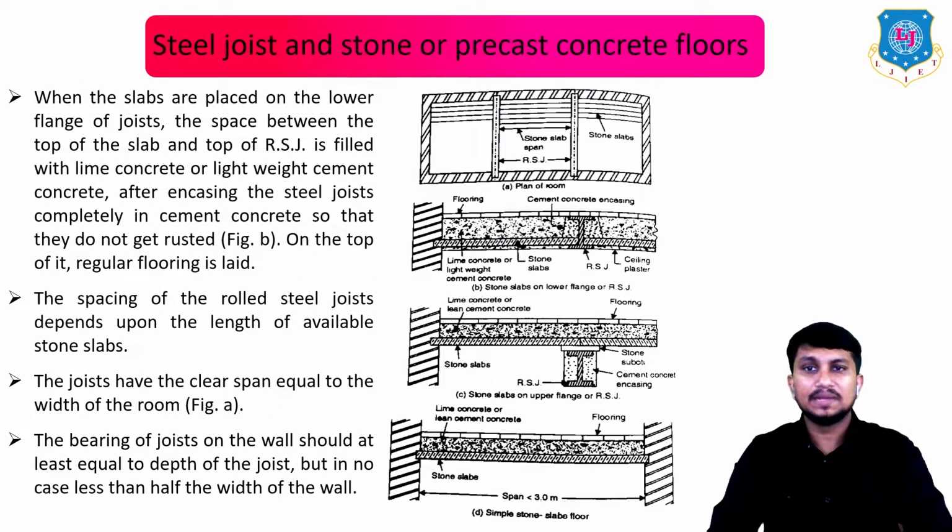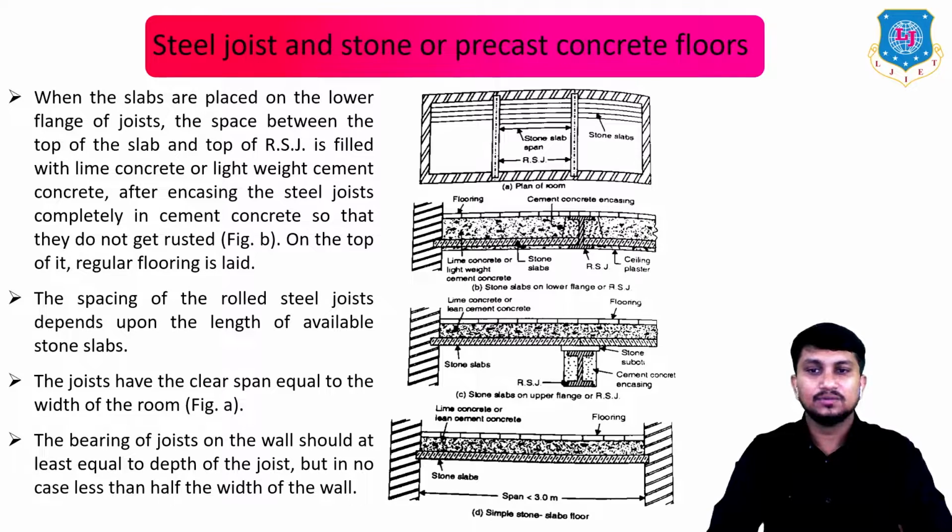When the slabs are placed on the lower flange of joist, the space between the top of the slab and top of rolled steel joist is filled with lime concrete or lightweight cement concrete after encasing the steel joists completely in cement concrete so that they do not get rusted. You can see this in figure B. On the top of it, regular flooring is laid. The spacing of rolled steel joists depends upon the length of available stone slabs.